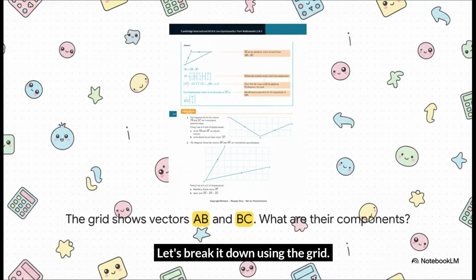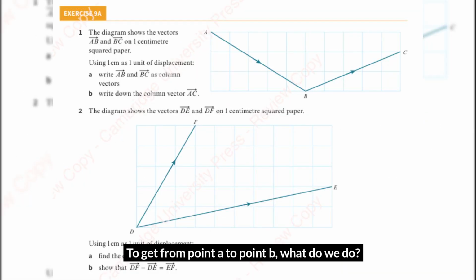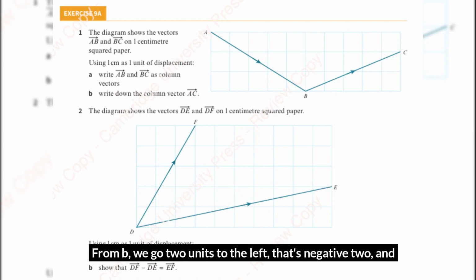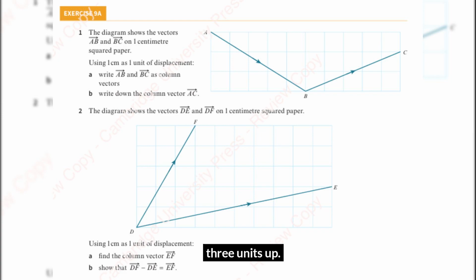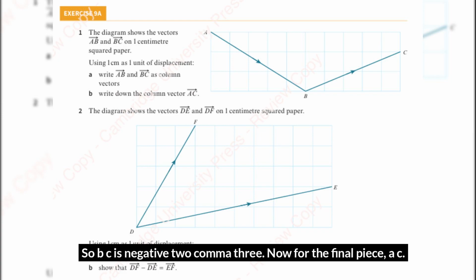Okay, you ready? Let's break it down using the grid. To get from point A to point B, what do we do? We go 3 units to the right and 2 units up. So the vector AB is just (3, 2). Now for BC. From B, we go 2 units to the left, that's -2, and 3 units up. So BC is (-2, 3). Now for the final piece, AC.